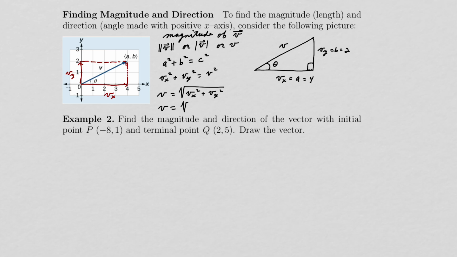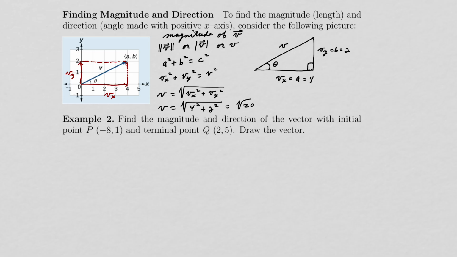Okay, so again, nothing more than Pythagorean theorem. So if I plug in, Vx is 4, or a is 4. So 4 squared plus 2 squared. And if you work that out, this is the square root of 16 plus 4, which is 20. So that is going to be my magnitude, square root of 20. And you could estimate that, get a decimal value if you wanted to. All right, so that's the magnitude, the length.